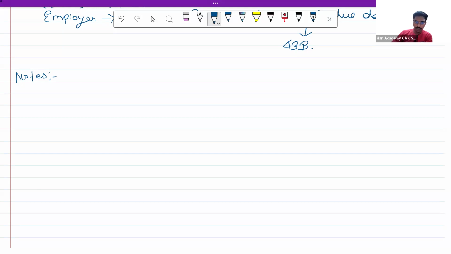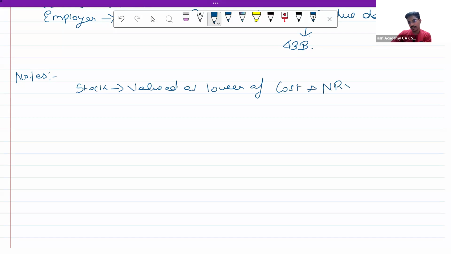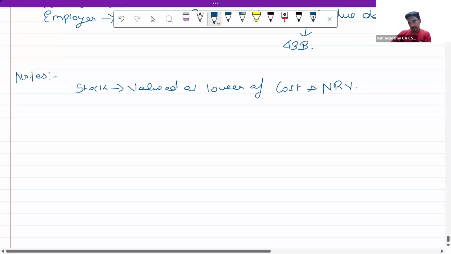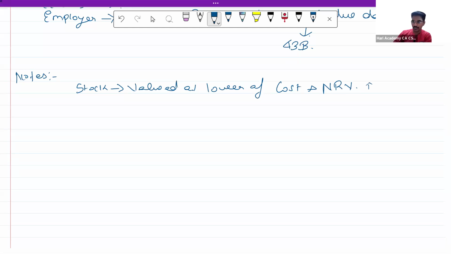See, as we all know, stock should be valued at lower of cost and NRV. Okay, this is the norm everywhere. Even if NRV is higher, we do not have a problem. Whatever is lower, in that we have to value the stock. We are on the same page. If the stock is overvalued or undervalued, first we have to find what is going to be its impact in the net profit, and that has to be set right.